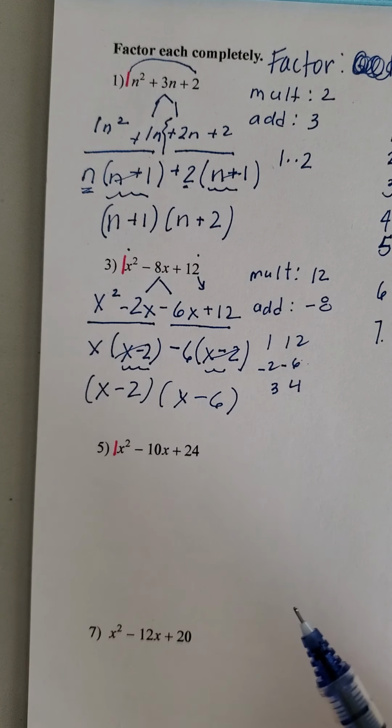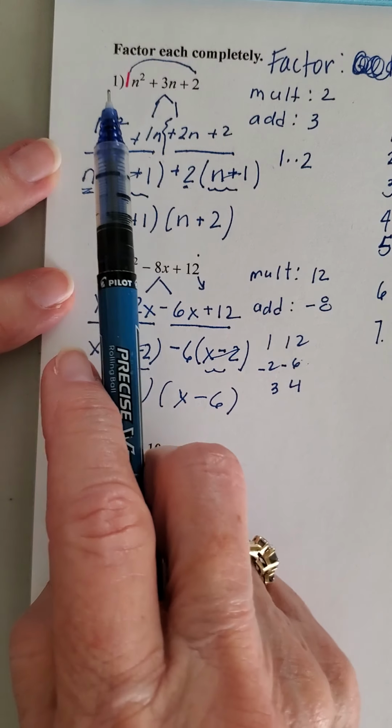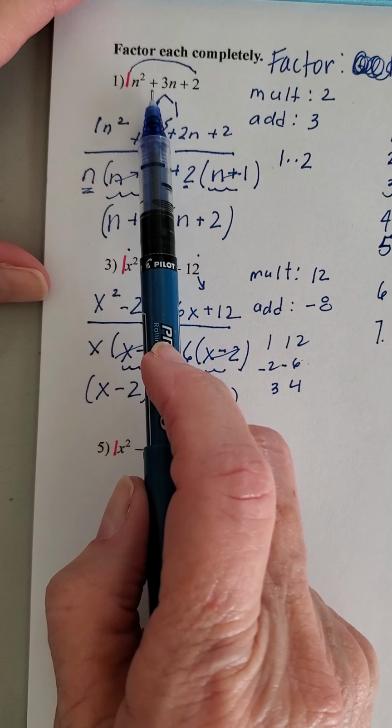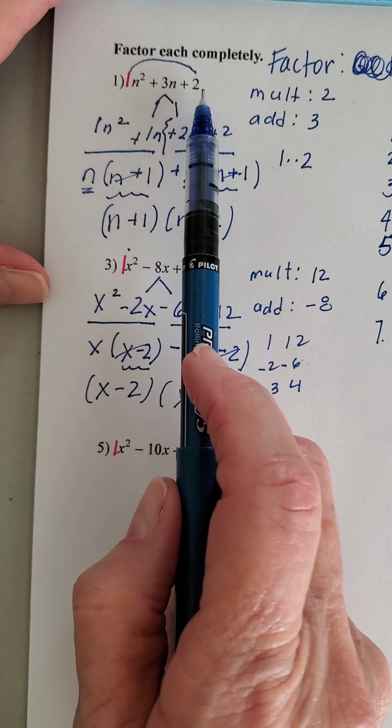So I'm going to walk you through a couple problems first, and then we'll do a few together. So let's look at this first problem. We have 1n squared plus 3n plus 2.